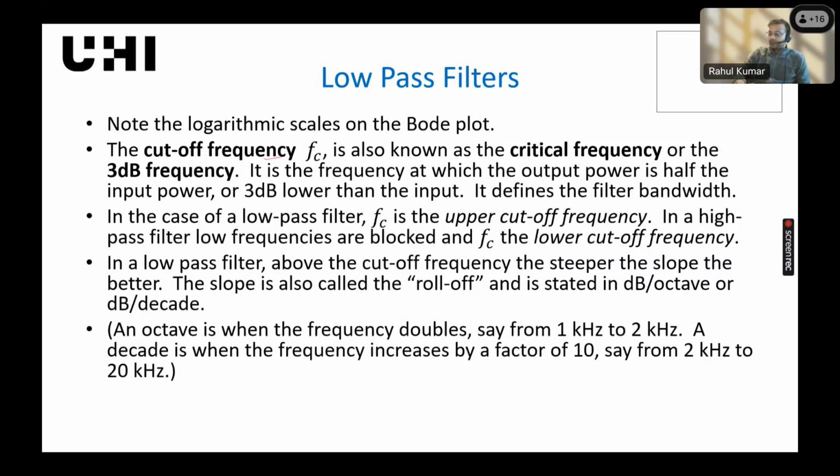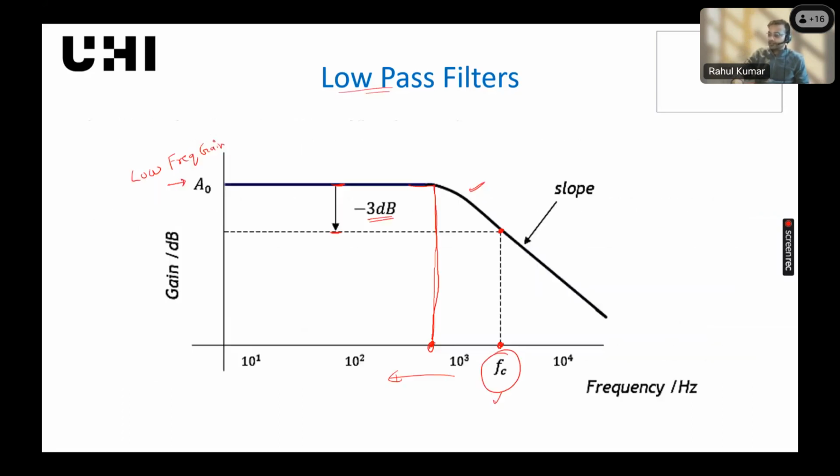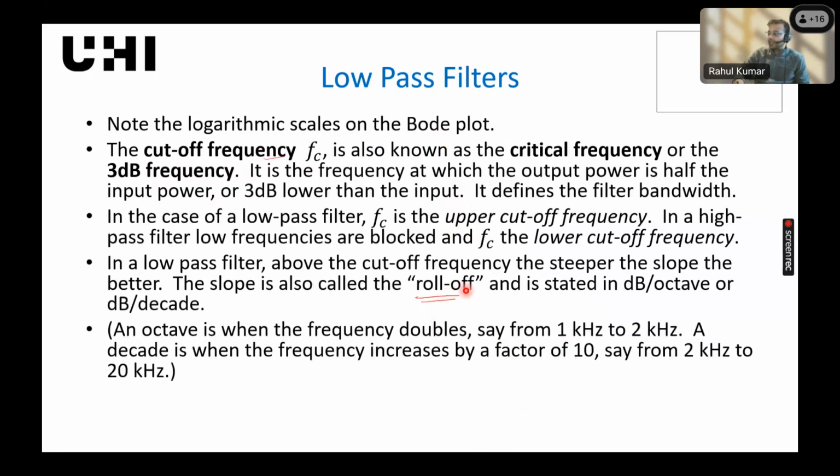Cutoff frequency, I've already explained. Then roll off. So roll off is basically the slope, which is in dB per octave. So it's this slope. So the slope is also called roll off. Okay, and it's calculated in decibels per octave, or dB per decade.